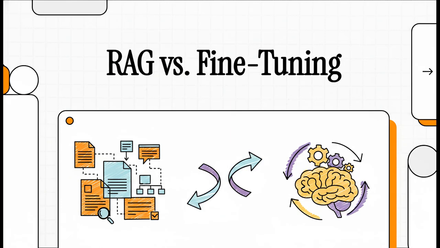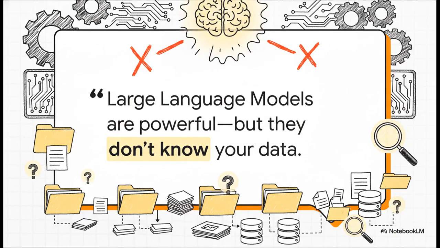All right, so you're building with generative AI. You've probably heard these two terms thrown around, RAG and fine-tuning. This isn't just jargon, it's a fundamental choice you have to make. And honestly, getting this right is the difference between an AI that feels like magic and one that's, well, a total dud. So today, we're going to settle the debate and give you a crystal clear framework for making the right call. It all boils down to this one simple, massive problem.